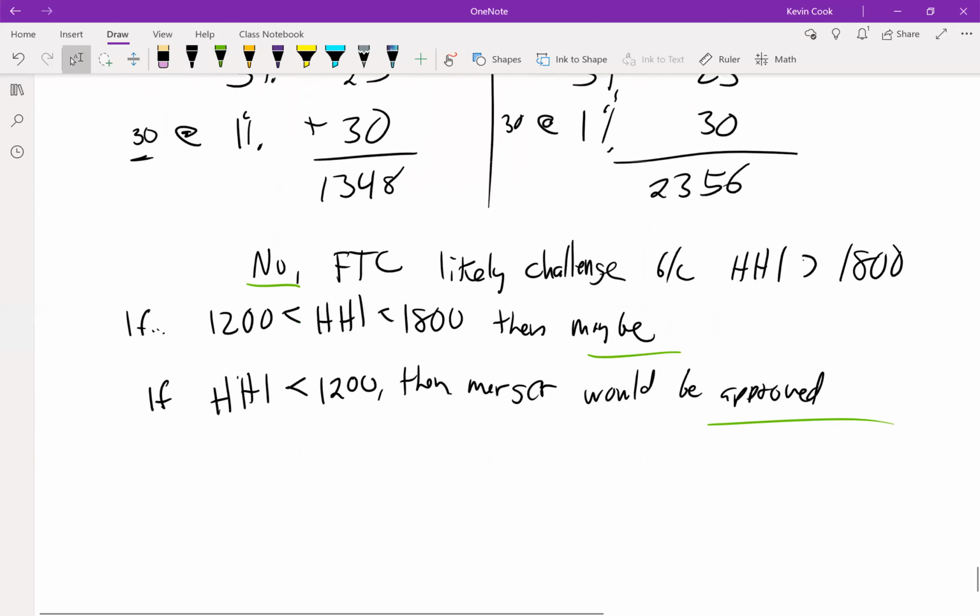So after this, we looked at our restrictive practices.